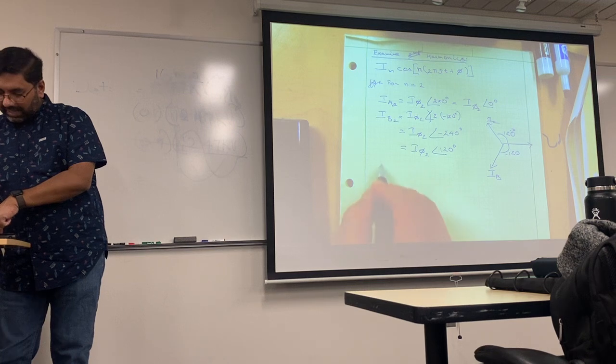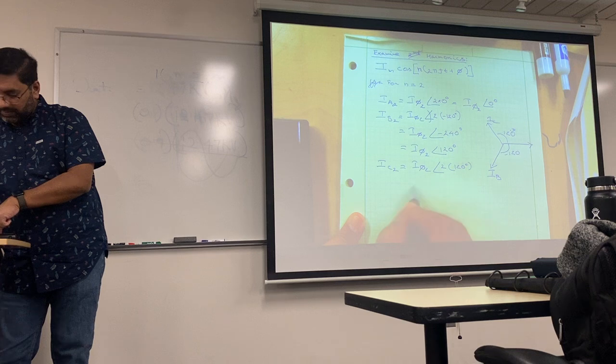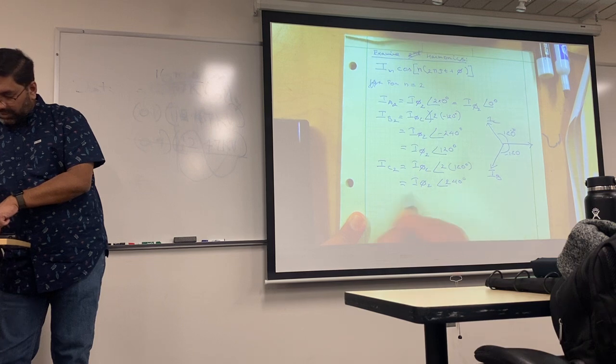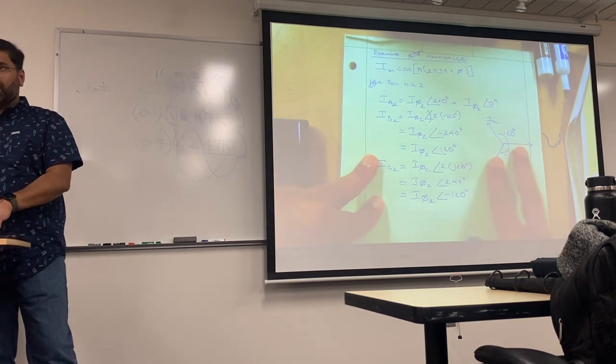Now let's look at IC2. 2 times 120 degrees is 240 degrees, which is equal to what? Negative 120.